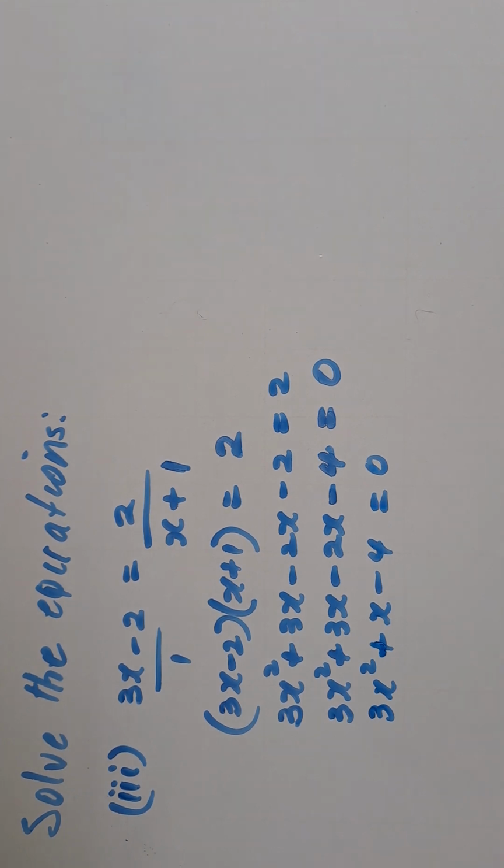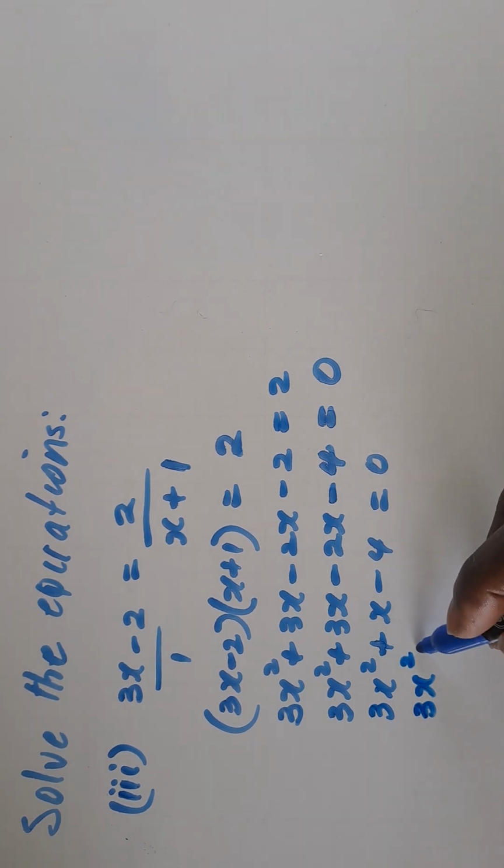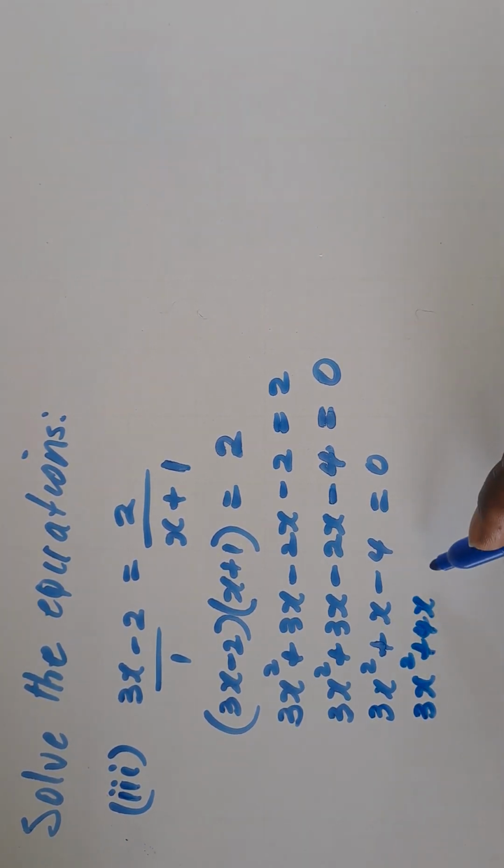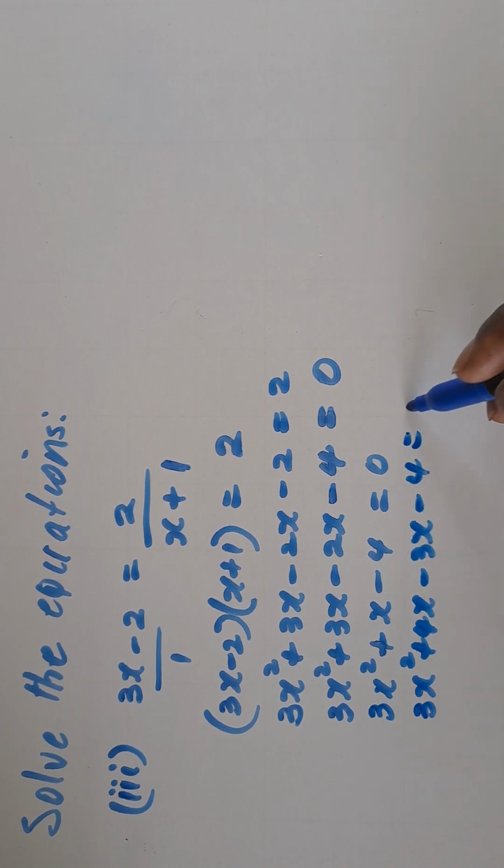Now, the product AC is minus 12. So there are two numbers we need to find out. When multiplied they will give us negative 12, and when added they will give us the coefficient of x, which is 1. And that will be 4 and 3. So we can write this as equivalent to 3x squared plus 4x minus 3x minus 4 equals 0.